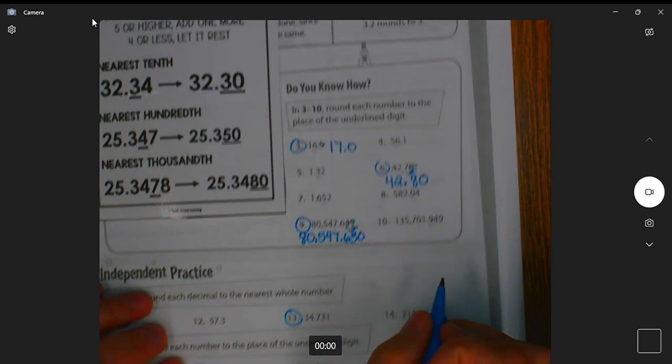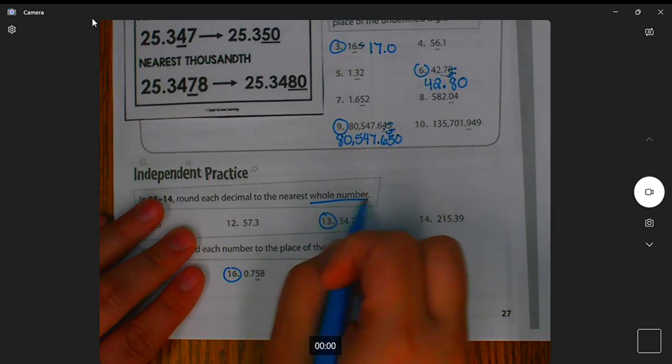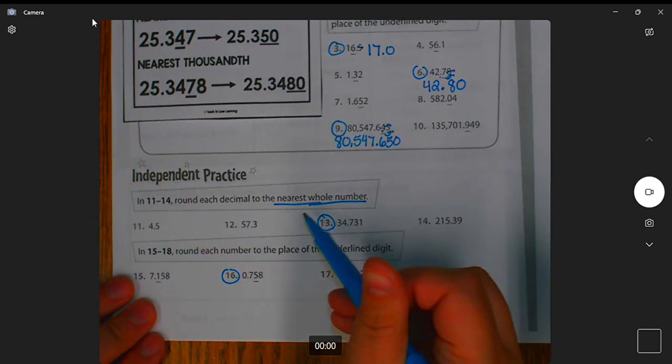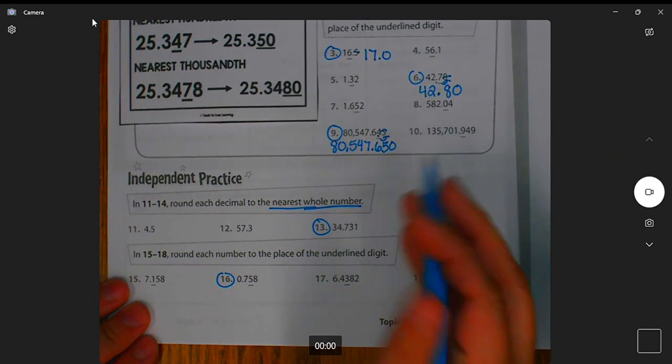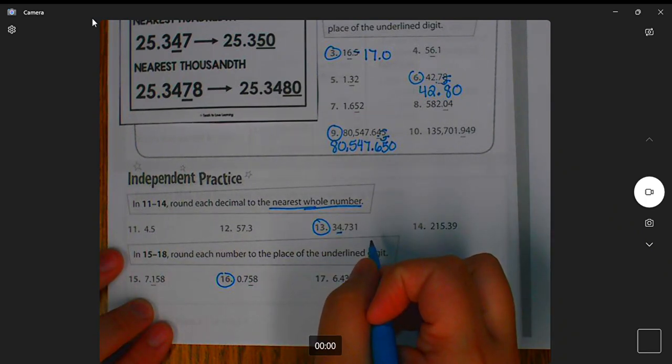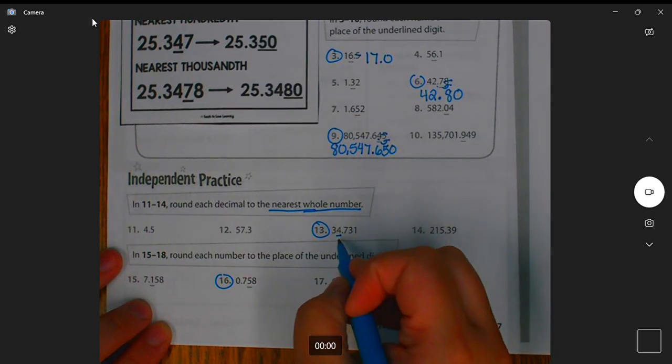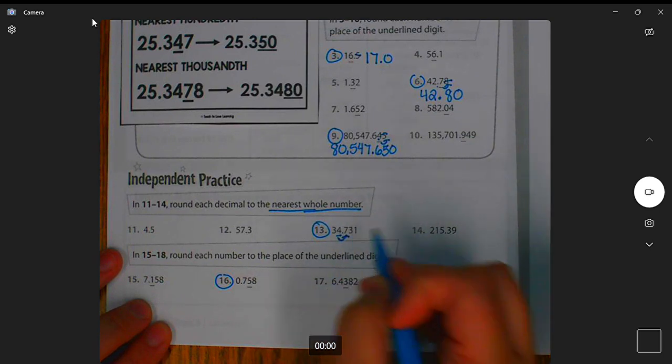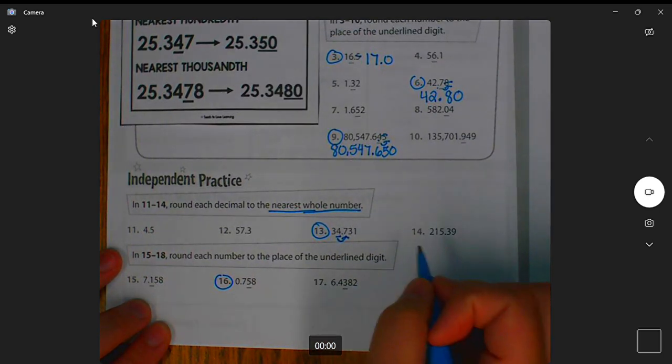Now, they're going to try and trick you when you're rounding too. We're going to round to the nearest whole number. So, I'm going to look at my ones place because 1 is the closest whole I can get to a decimal. So, find the number, found it, look next door. 7, okay. 5 or higher, add one more. 4 or less, let it rest.